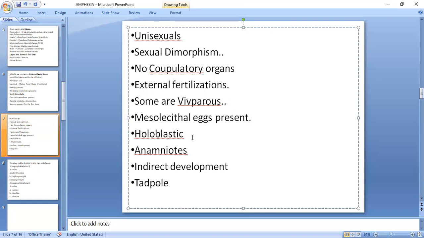Cleavage is holoblastic, which means the complete zygote participates in the cleavage. These are anamniotes. During embryonic development, the first extra-embryonic layer, the amnion, is absent. So this one is anamniote, and indirect development takes place. Tadpole larva is common.